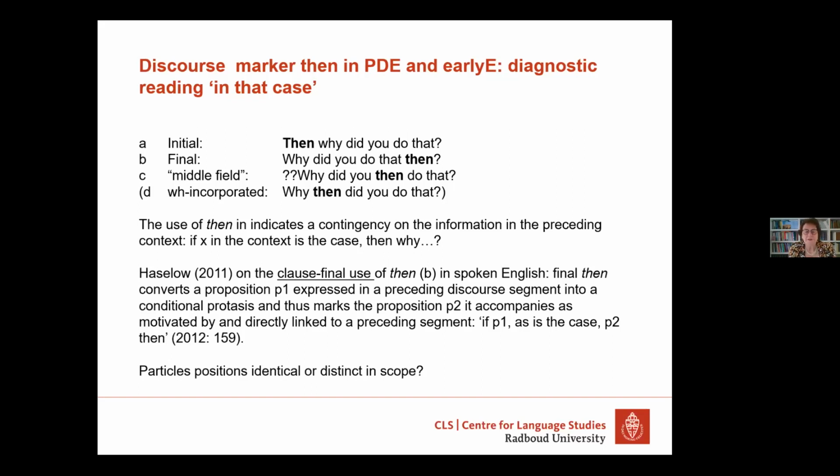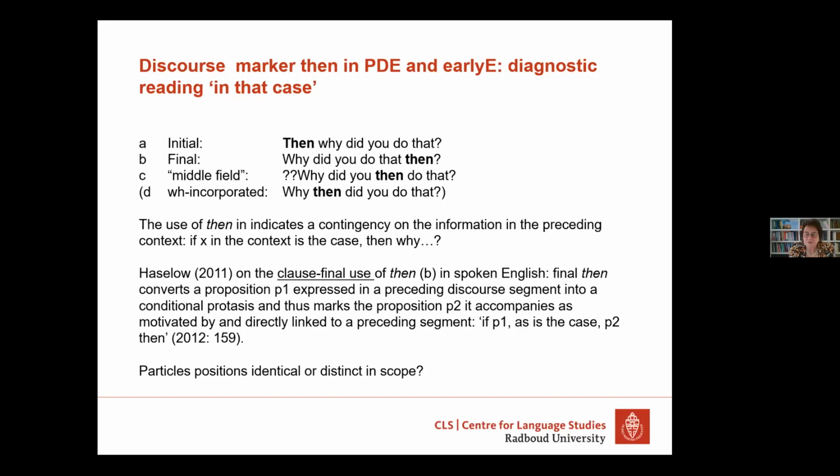So the idea is that the use of "then" indicates a contingency on the information in the preceding context. You add "then" because it refers to the circumstance for asking the question. So if it was so silly, then why did you do that? So there's a reason to use "then", or you ask the neutral question.